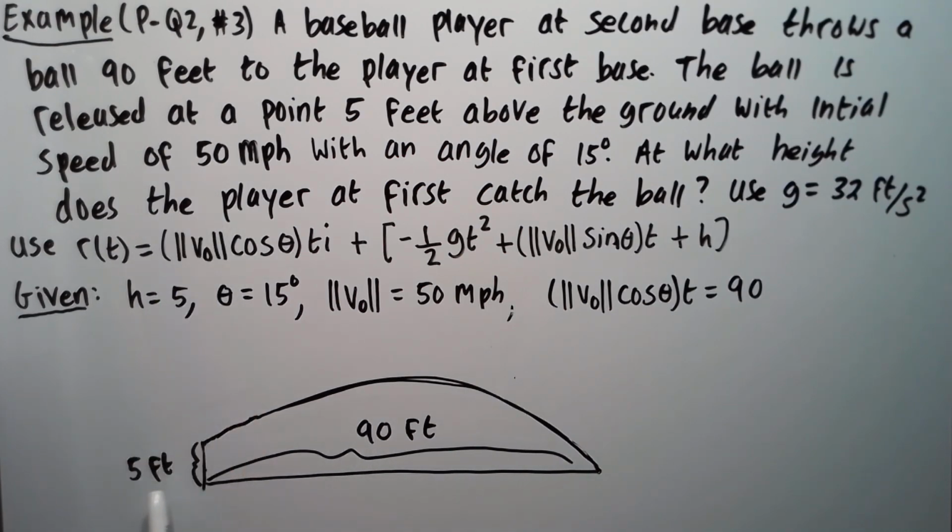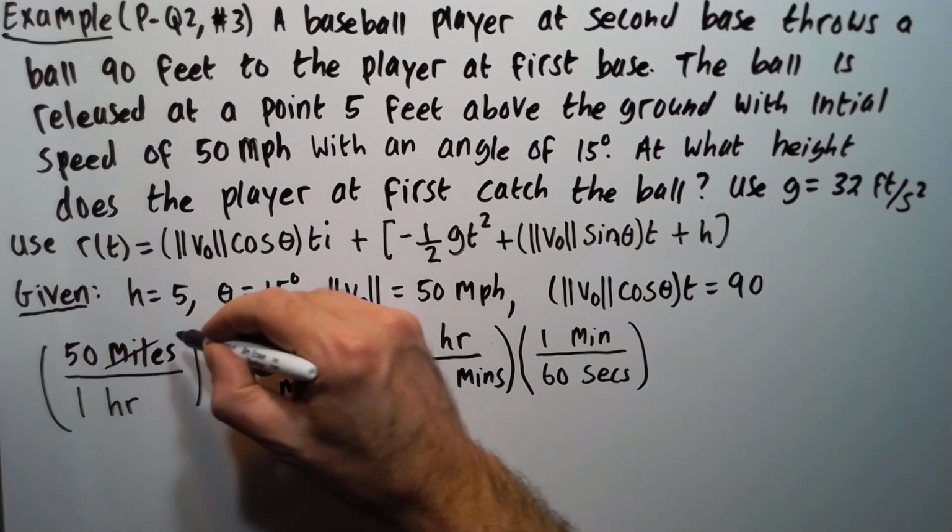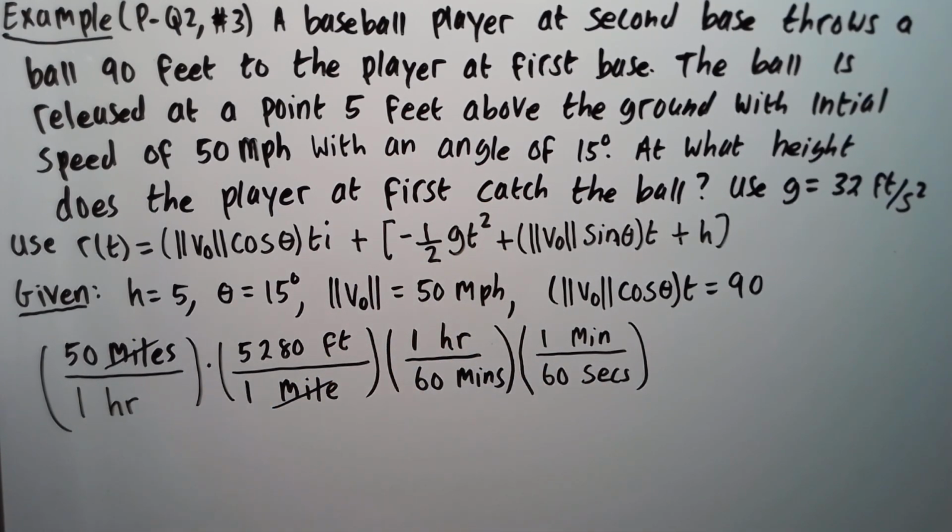So let's do that. I'm going to erase this picture now. Okay, so we need to convert the 50 miles an hour to feet per second because we're given 90 feet here and we're given 5 feet. So all the other things are in feet, so we need to change to feet per second. So we've got 50 miles in 1 hour. Well, there's 5,280 feet per 1 mile. So you can see the miles would cancel here, and you get feet per hour. So I want the hours to cancel.